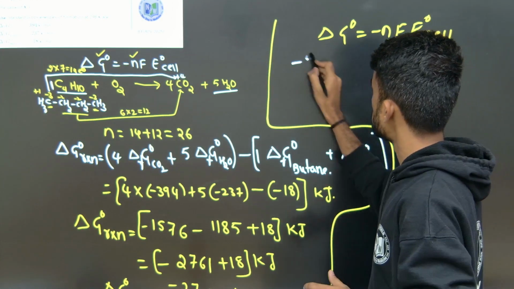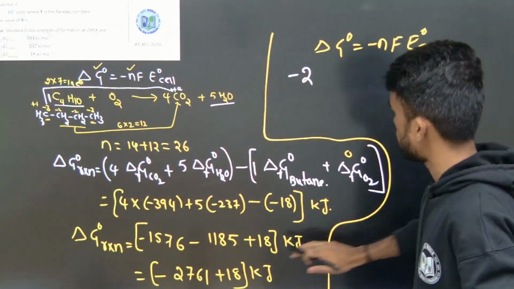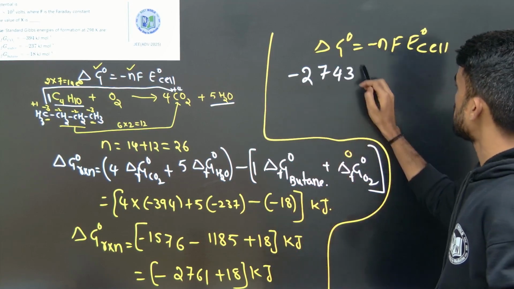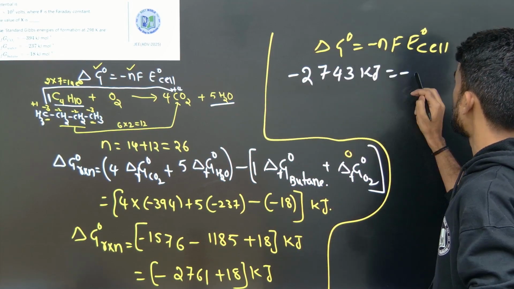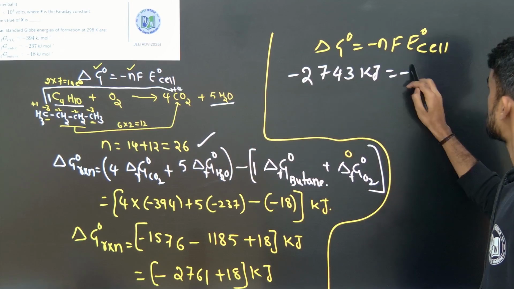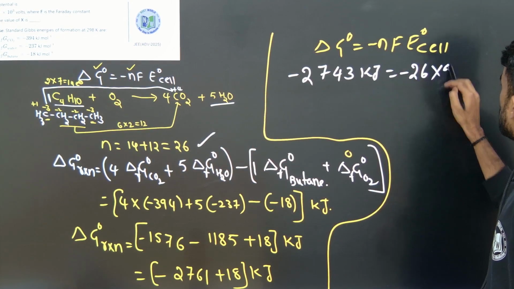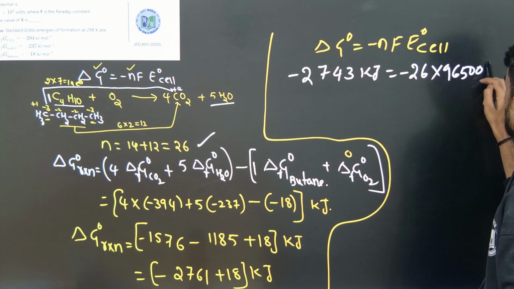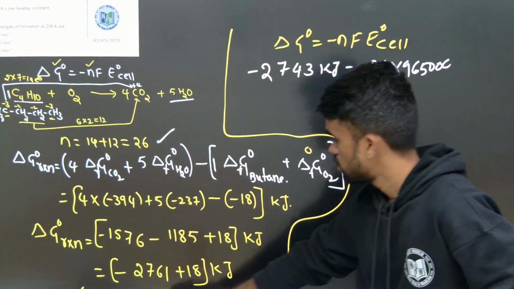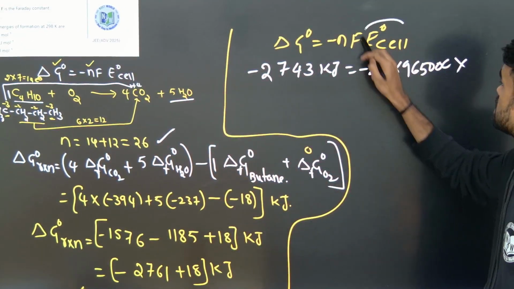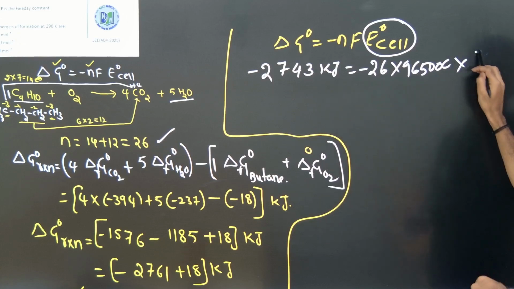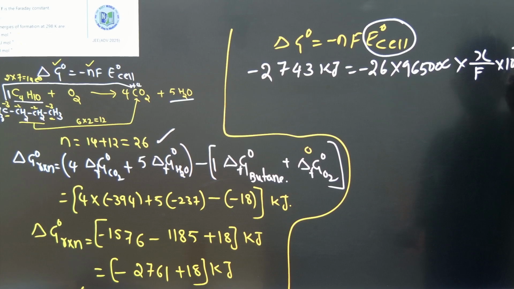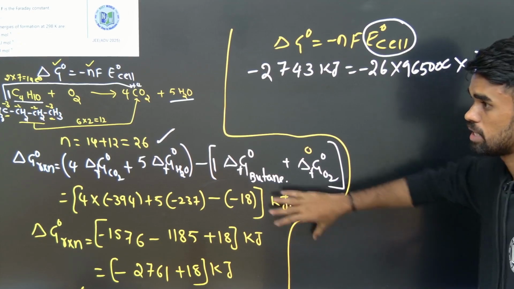So, here we have minus 2, what is the value we have? We have 2743, 2743. Okay. This is the value in terms of kilojoules, and here also we have minus n value, how much did we get? It is 26, right. And F we know is Faraday's constant, 96500 coulombs, right. Into E naught cell, in the question they mentioned it as x by F into 10 power 3 joules. This is what they have mentioned in the question, right.